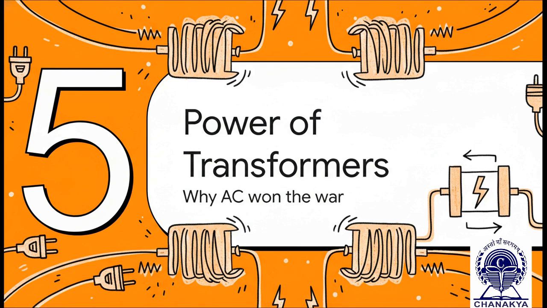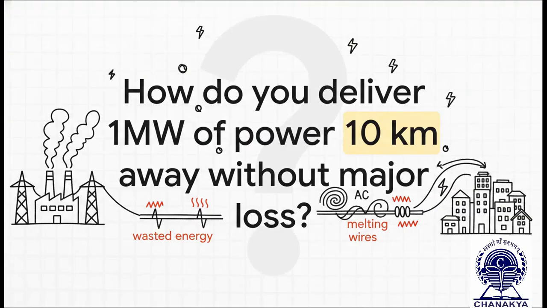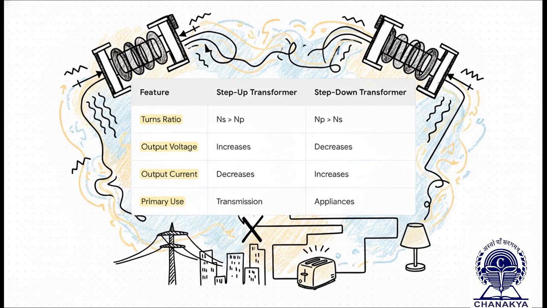All right, let's tie this all together with the single most important application of AC, the one piece of technology that let it completely dominate DC in that famous War of the Currents. Let's talk about the transformer. So, here's a real-world problem for you. Imagine you have to deliver 1 megawatt of power from a power plant to a town 10 kilometers away. How do you do it without having most of that energy just burn up as heat in the wires along the way? The solution is the transformer.